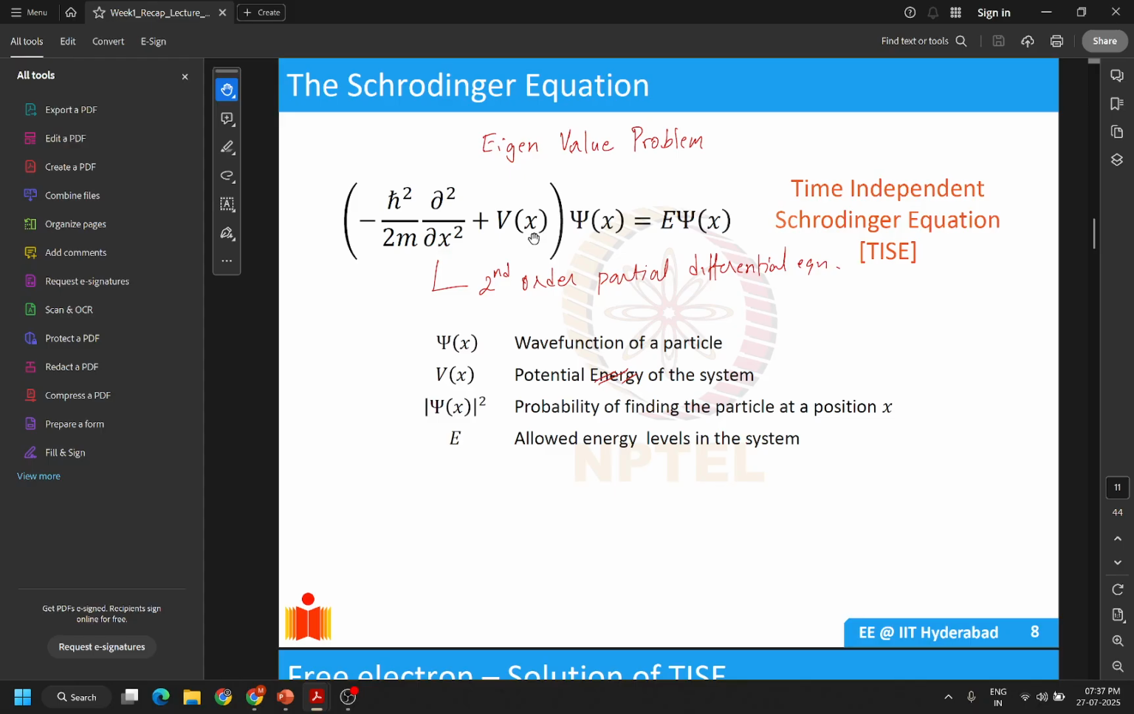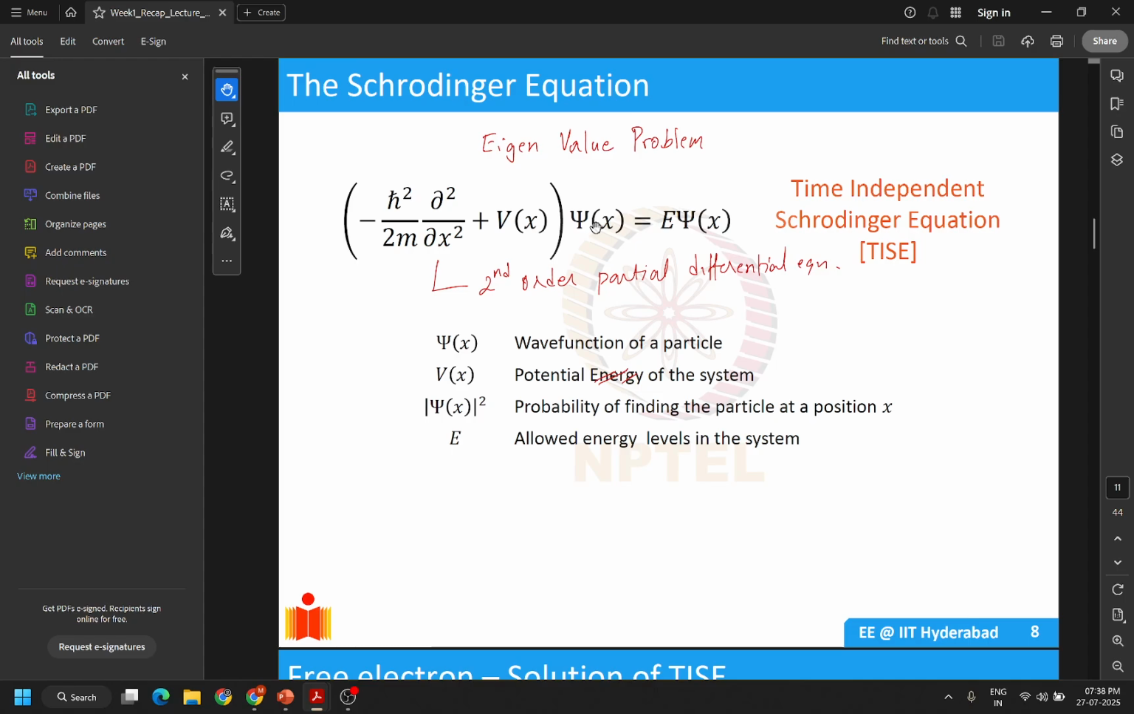So we multiply the kinetic energy plus potential energy to the wave function. That should be equal to the total energy of the particle, which is E, so this should be equal to Eψ(x). And this formula is called the Schrodinger equation.